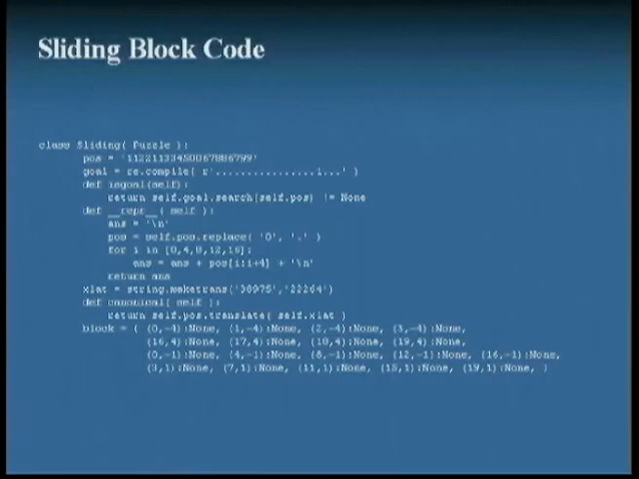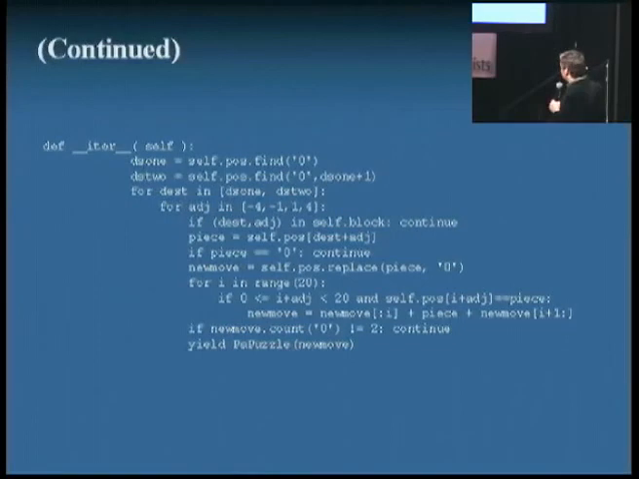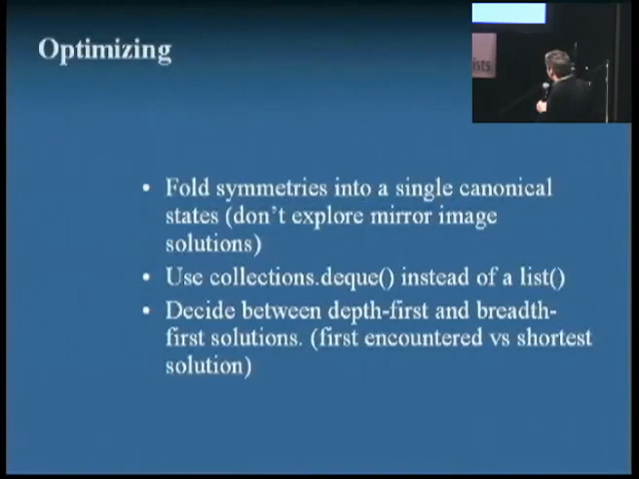To solve the puzzle, I inherit from the framework to find the initial position. I look at the goal state to see when the one block is in the lower right-hand corner. A representation so I can print it out in a pretty way, and define the block moves, and an iterator for generating the next possible move. This one's a little bit tedious to code, but it's fun, and it only takes 36 lines and knocks out the puzzle in seconds.